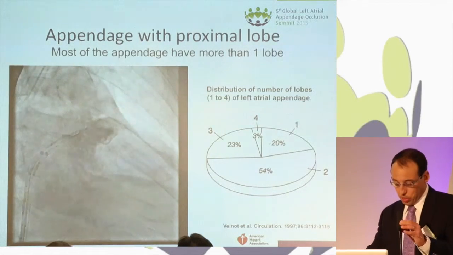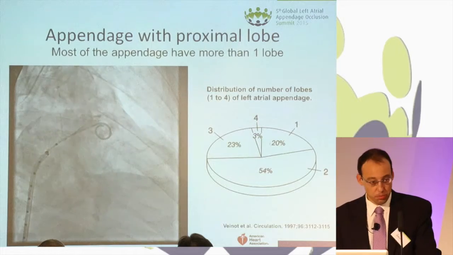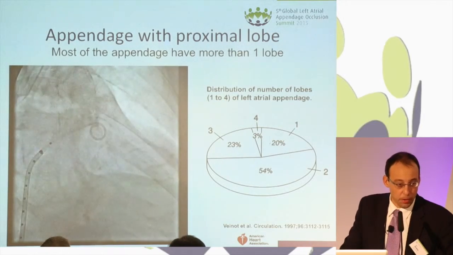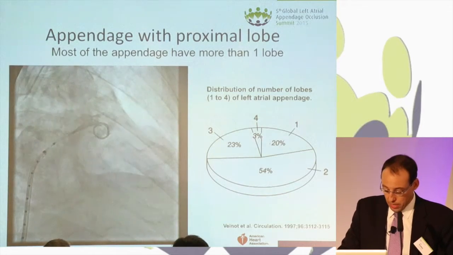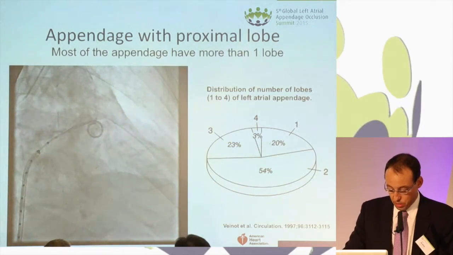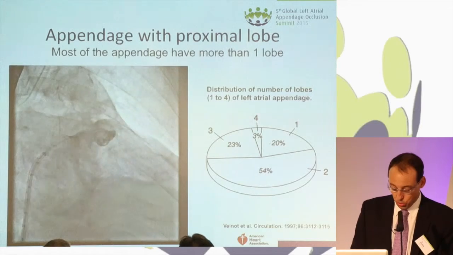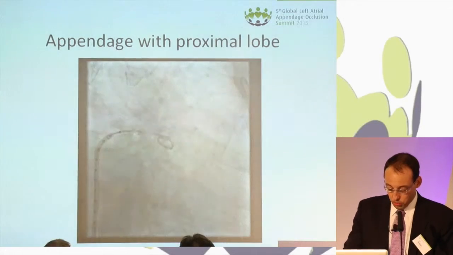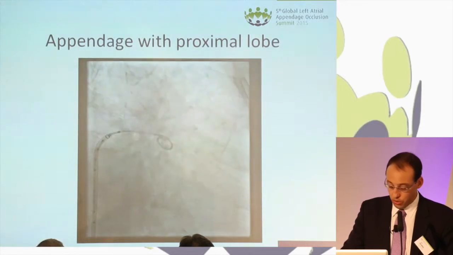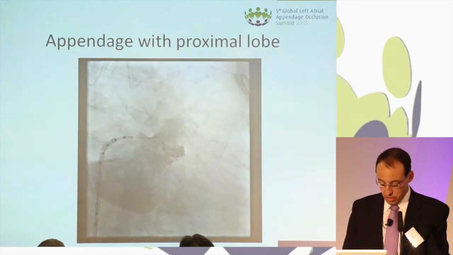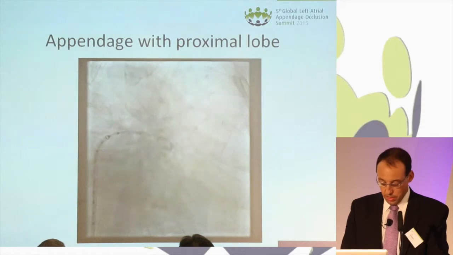Now I'm showing an appendage with a proximal lobe. As mentioned by Andrew, most appendages have more than one lobe, typically an average of 2 lobes. This is an appendage with 2 lobes, and one of the lobes, which you can appreciate even better on the LAAO caudal view, is very proximal.